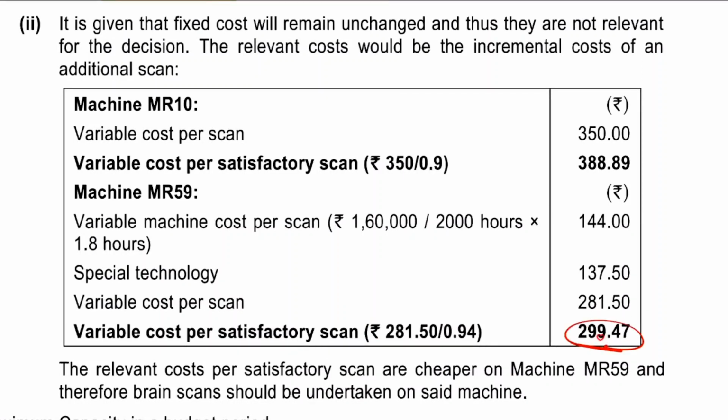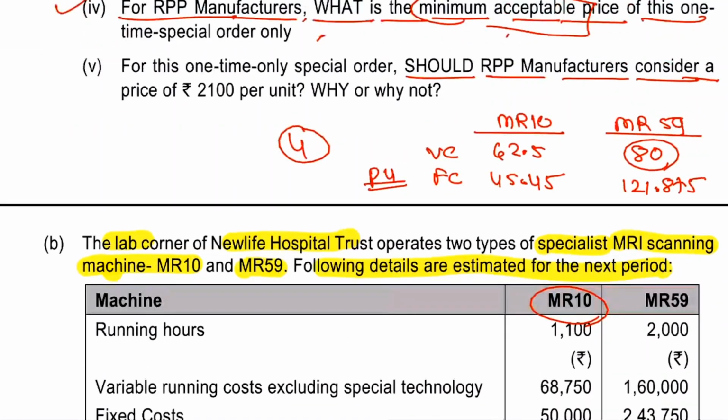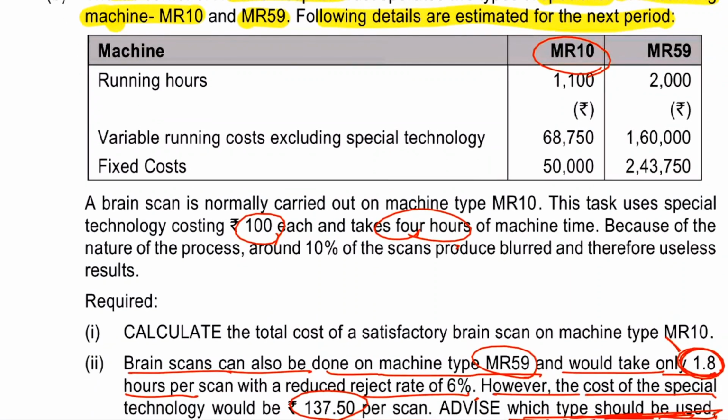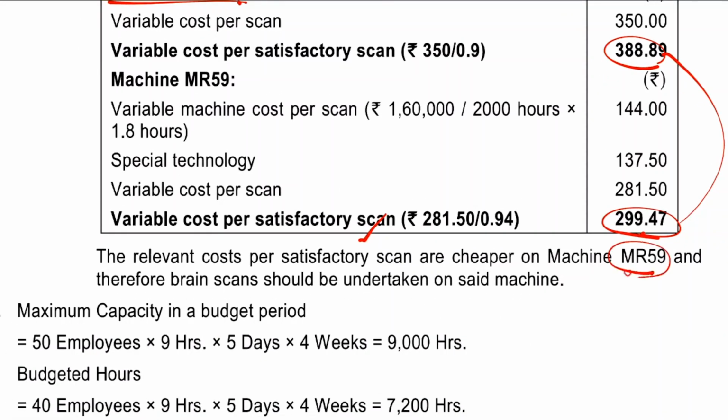Let's calculate the one for MR10. So how many hours do I require? 4. So 4 into, we can say, 62.5 plus 100, that is 350, and 350 divided by 0.9, since 10% is defective. So 388 something. Which one is lower? The second one, I think, is lower. So MR59 is the cheaper one.